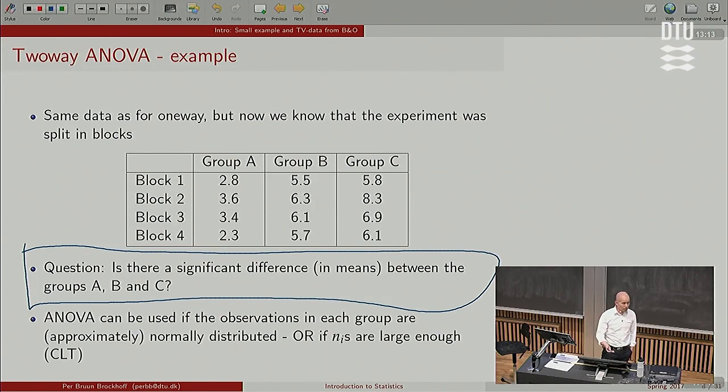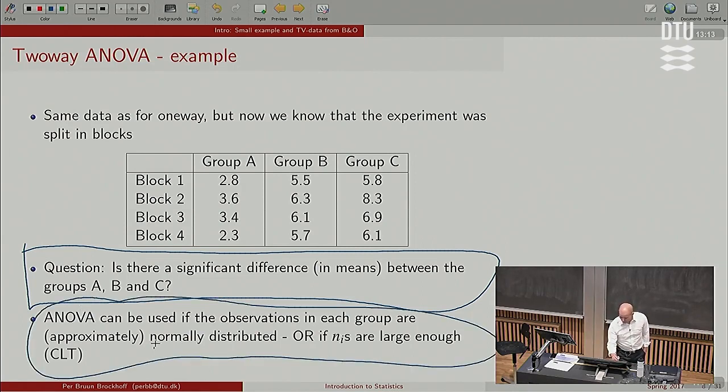So the main question would still be, when Bang & Olufsen do the study, it's because they're interested in the TVs. It's not because they once again want to know about their expert assessors. They know all about those guys. They don't need to know that again. So they want to know about the TVs. But you could ask the question about the blocks also. And we use analysis of variance with the usual assumption, we'll get back to it, the normality assumption.